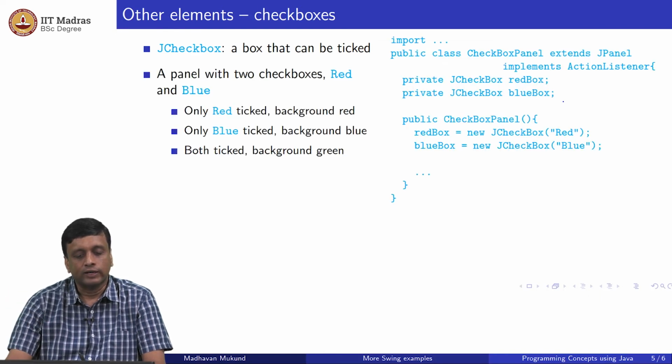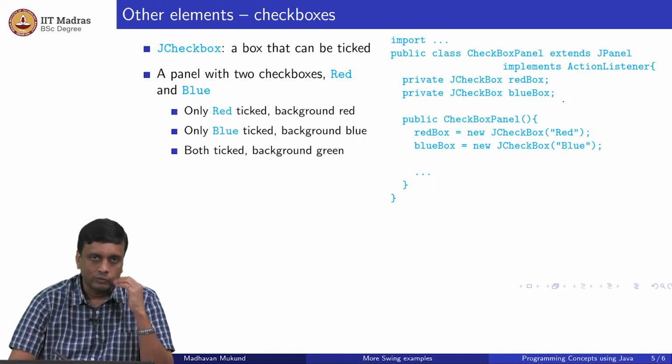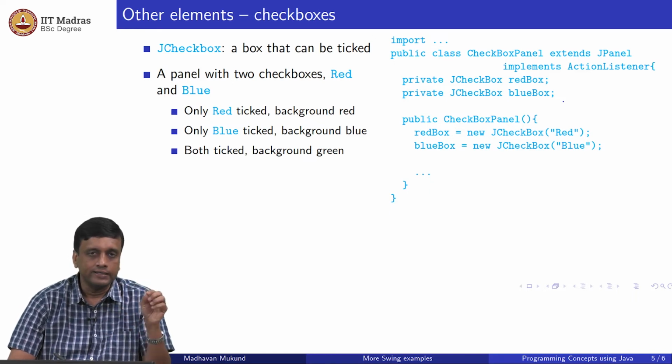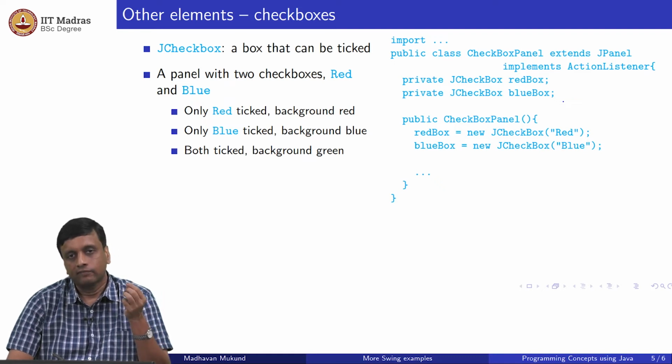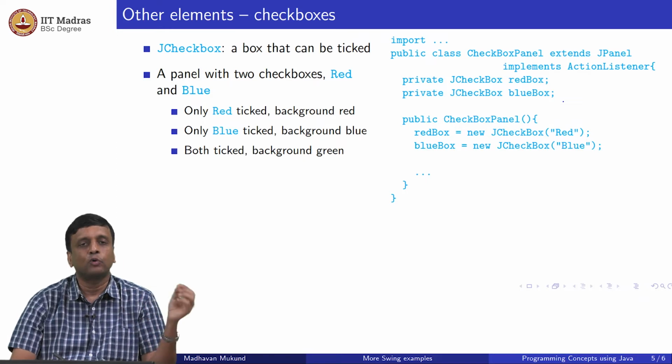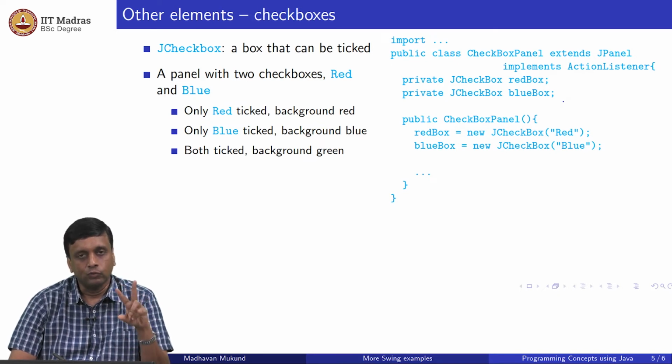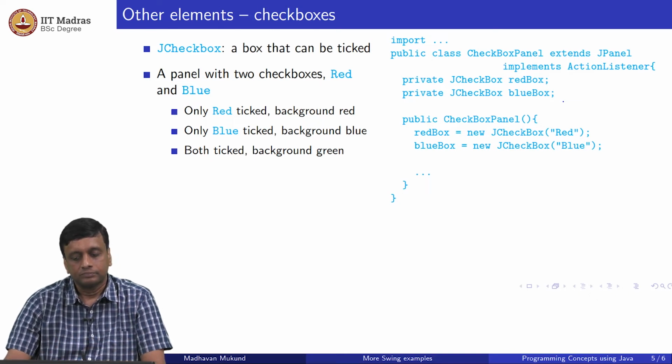So let's look at something which has now 2 checkboxes, one called red and blue. And now the thing that we will ask is that if the red is ticked, then make the panel red. If the blue is ticked, then make the panel blue. But because it's not exclusive, it could be that both red and blue are ticked, in which case we will make it green to indicate that both have been ticked. Okay, so this is the desired behavior. We have 2 checkboxes, and if both are ticked, then we'll make it green. Otherwise, we'll change the color according to the one that is ticked.